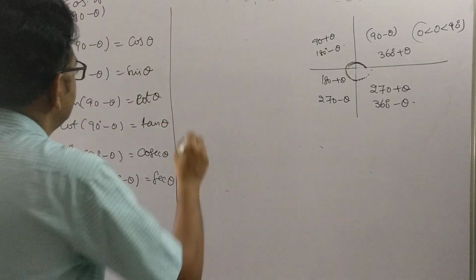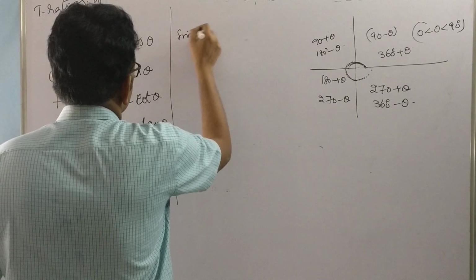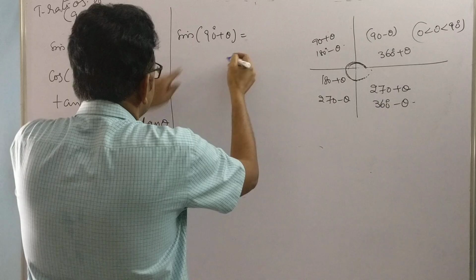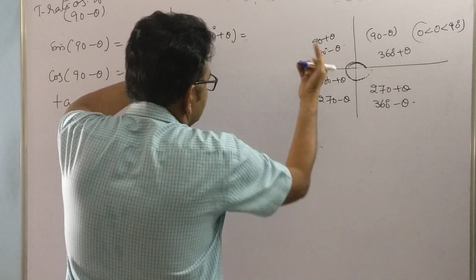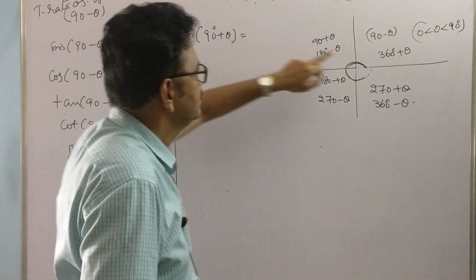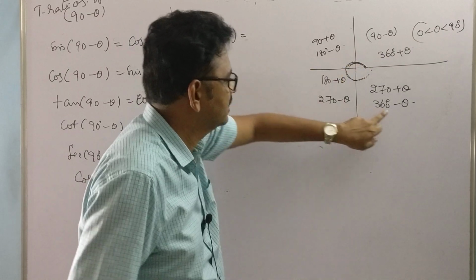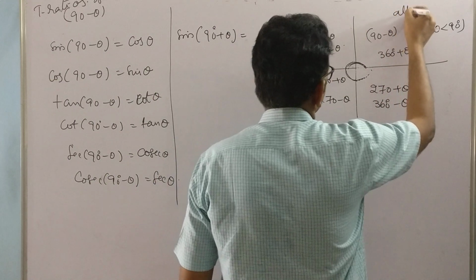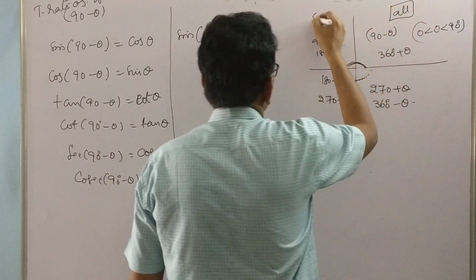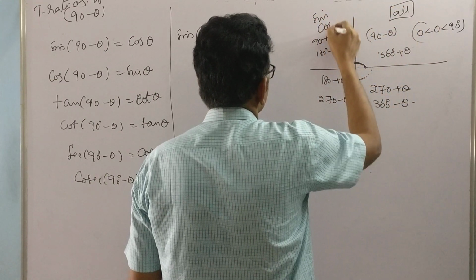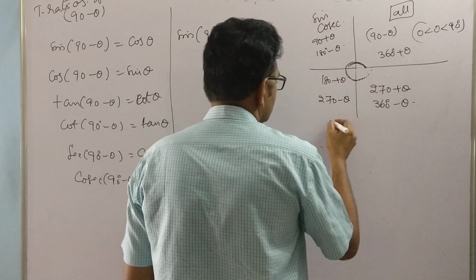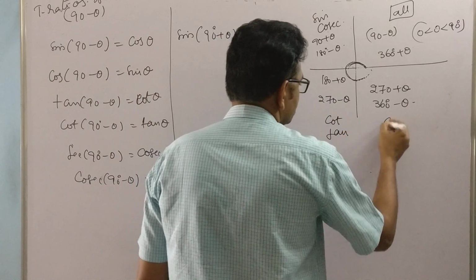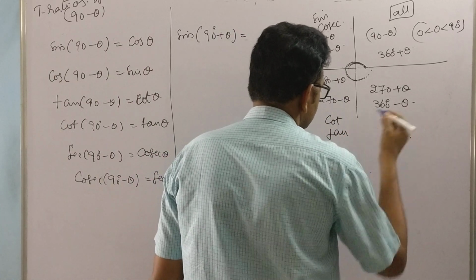Trigonometric ratios of 90 plus theta. Sine of 90 degrees plus theta is equal to sine 90 plus, second quadrant. In the quadrants, you know this, all silver tea cups. In the first quadrant, all trigonometric ratios are positive. In second quadrant, only sine and cosecant are positive. In third quadrant, cot and tan are positive. In fourth quadrant, cos and secant are positive.